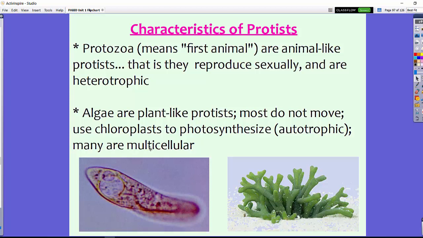So this typically uses chloroplasts to photosynthesize, meaning that it's autotrophic. And many algae are multicellular, so they have more than one cell within the organism itself. So as you can see, protists are very diverse is probably the best word. This is your junk drawer that we find in the kitchen. Everything that doesn't fit into other categories will fit here in the protist category.